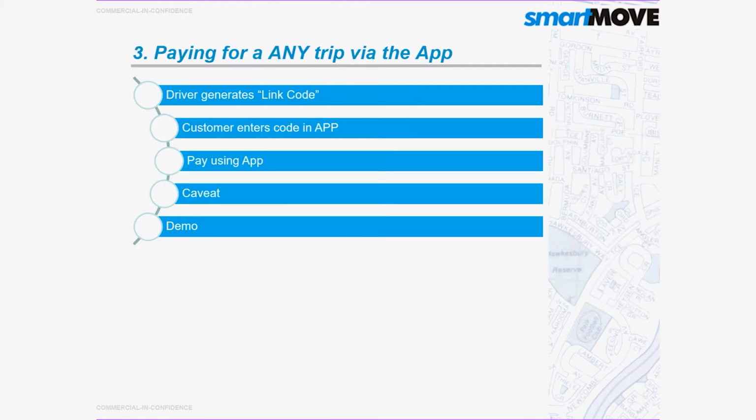You may or may not be aware that there is a feature in SmartMove that allows a customer with a credit card registered in the app to pay for any trip using the app, even if it wasn't booked through the app. For example, it can be a booking made via IVR or through the call center, or even a hail or walk-up. What happens here is during the trip, the driver will generate a link code. So when the customer is in the taxi, they will ask the driver to generate a link code.